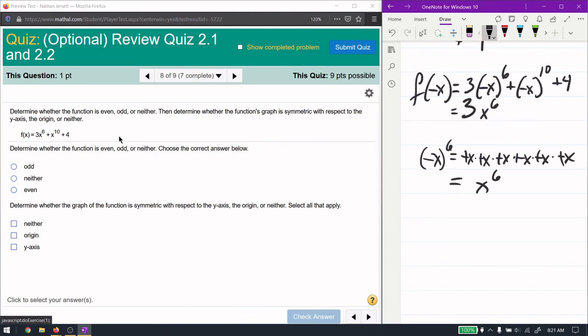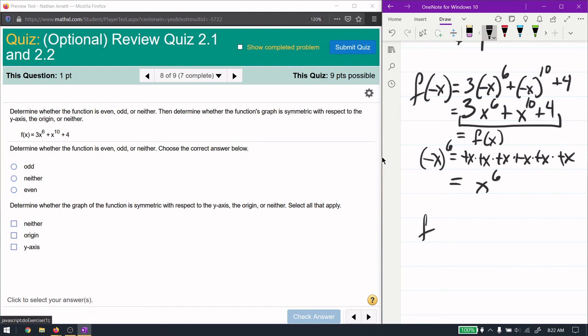The same thing happens to -x to the power of 10. That's because 10 is an even power. Even powers will always cancel a negative out. So we get the same thing as x to the 10 plus 4. But this is the exact same thing as our starting function, right? It says 3x to the 6 plus x to the 10 plus 4. That means this is the same function, f of x.